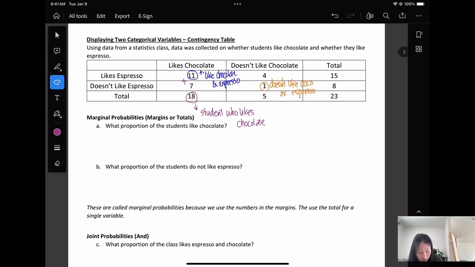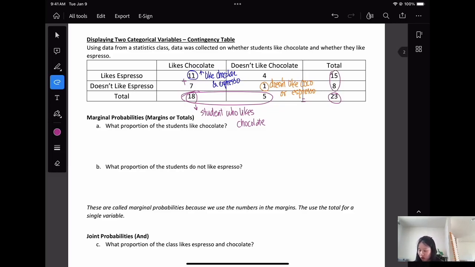You need to be careful. The totals here, the students who like chocolate and who don't like chocolate, when added together, should equal the total number of students. And these two, when they add up, should also equal the total number of students.